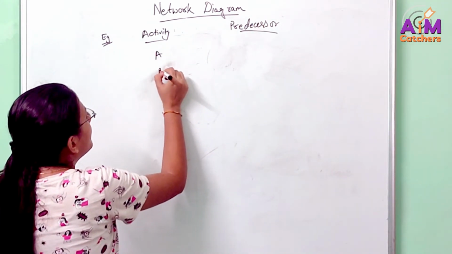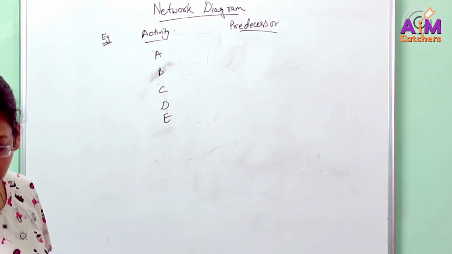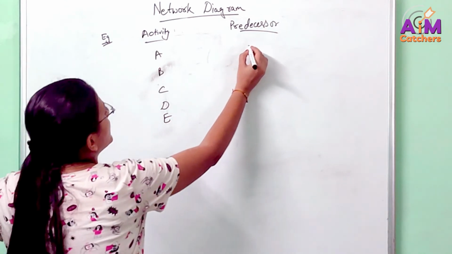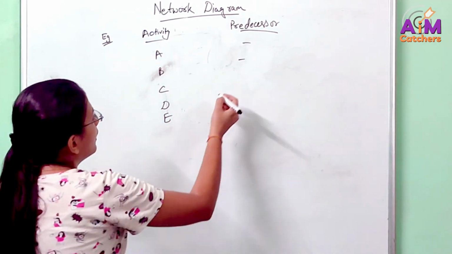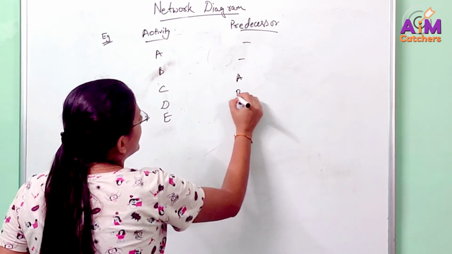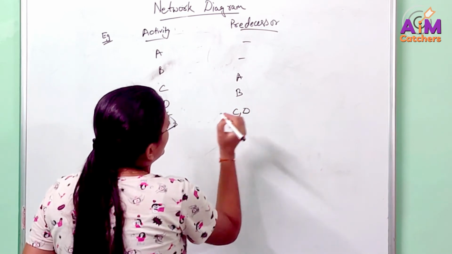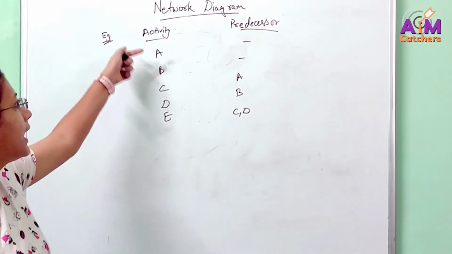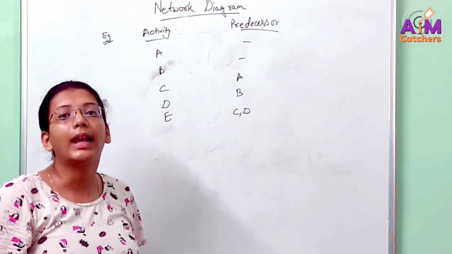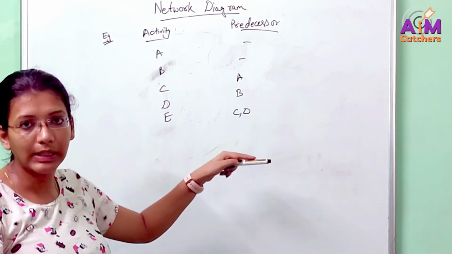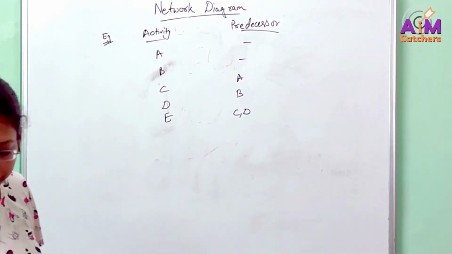So A, B, C, D, E. These are our activities, and the activities before this. We won't have any activity before A and B. For C and D we have activity A and B, and for activity E we will have C and D. Okay, these are the names of activities. These are not at all the events. In the last sum we got the head and tail events. In this we have the predecessor activity and the activity. Using this, try to draw the network diagram.